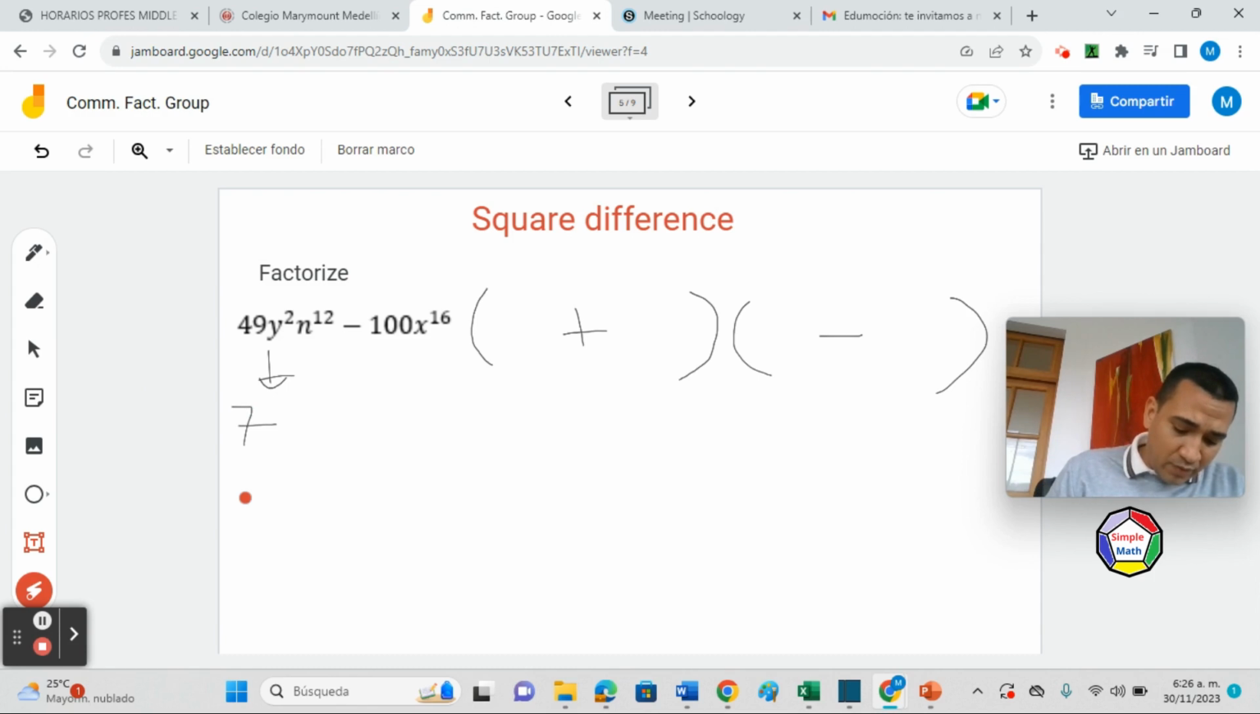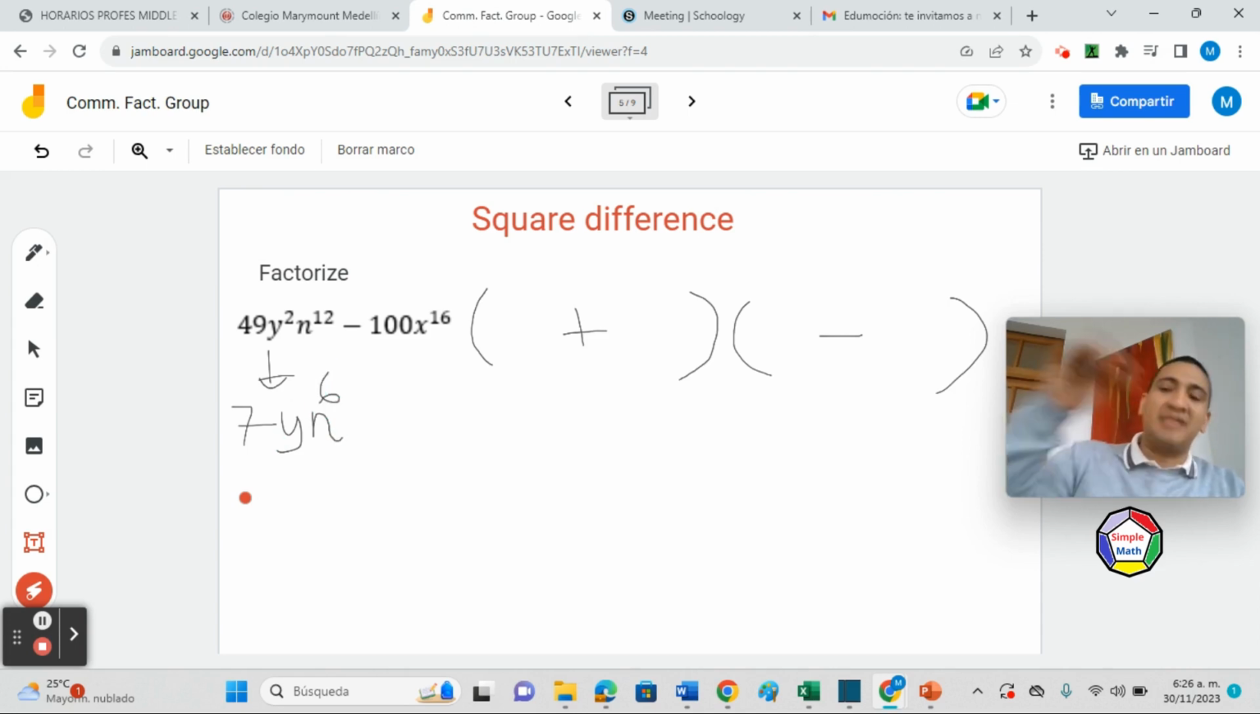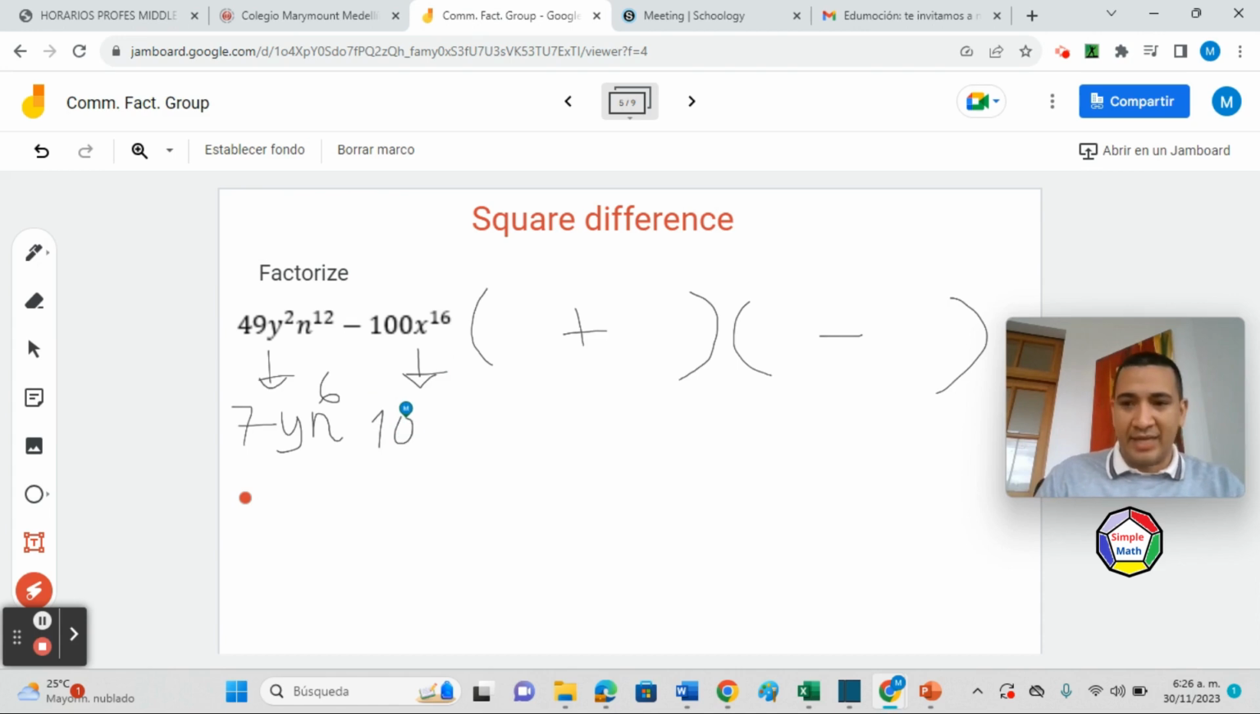The square root of y exponent 2 is y. The square root of n exponent 12 is n exponent 6. Why 6? Because n exponent 6 times n exponent 6 is n exponent 12. So what is the square root of 100? The square root of 100 is 10. Why? Because 10 times 10 is 100. And what is the square root of x exponent 16? It is x exponent 8. Yes? What is the next step?